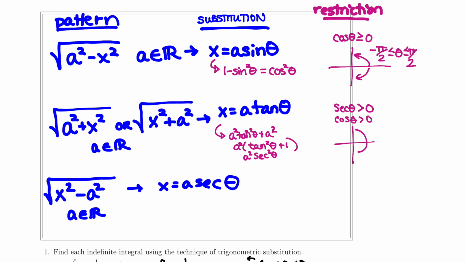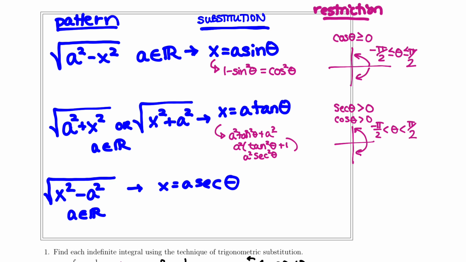So give me a restriction. Where is that true? Between negative pi over 2 and pi over 2, beautiful. Put it open because we don't want cosine to be 0, because then we have 1 over 0 and secant's undefined there. So that would be the restriction on this one.